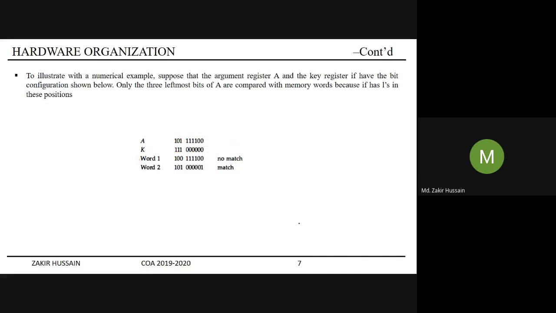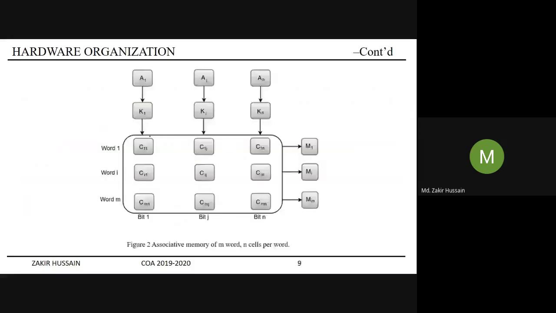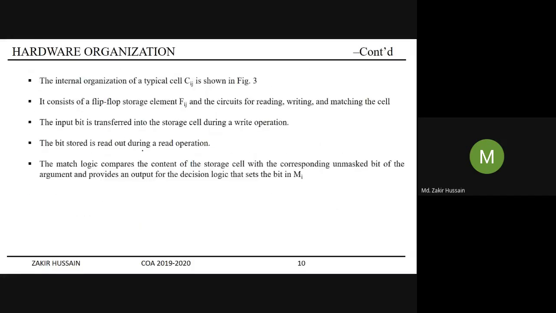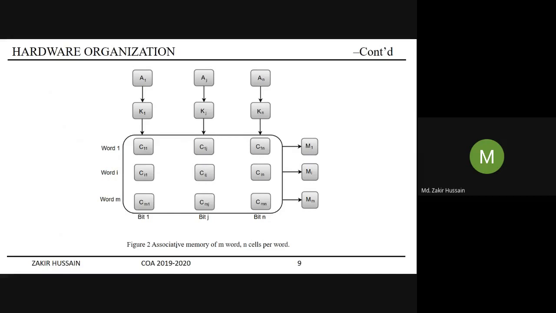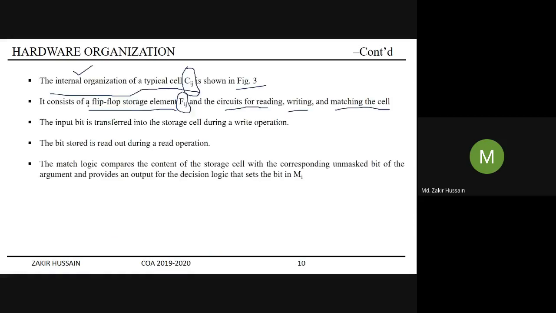Let us clear this and go to this. Now, what we are focusing on is the internal organization of a typical cell, Cij, shown in figure 3, that we have seen already. It consists of flip-flop storage elements, that is Fij, the one flip-flop, and circuits for reading, writing, and matching cells. So we are talking about the internal organization of this associative memory. It has a flip-flop storage element and circuits for reading, writing, and matching the cell. So this is the internal circuitry of that associative memory.